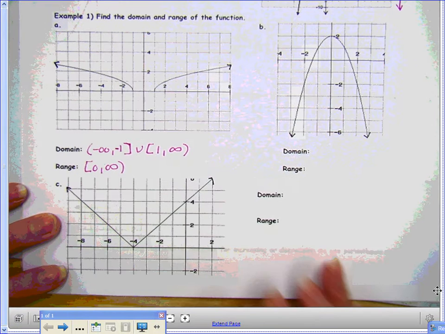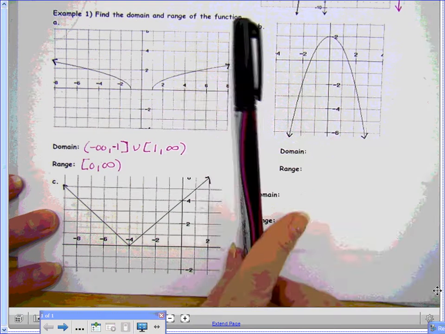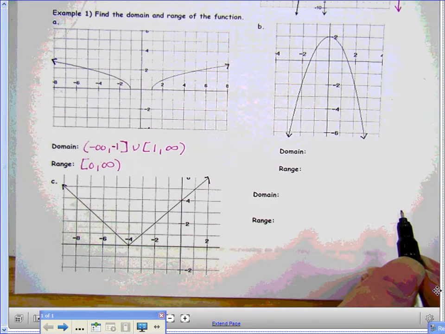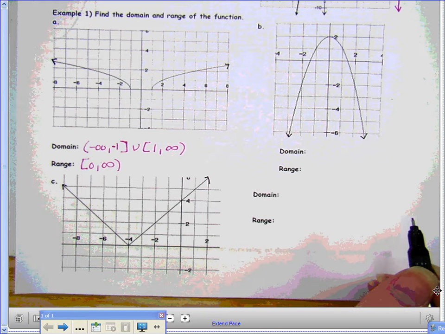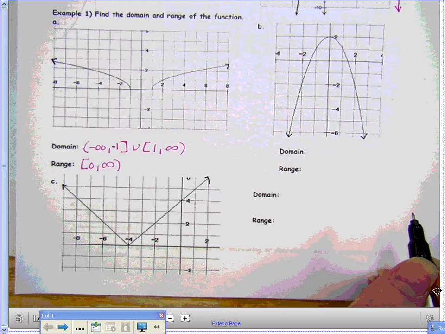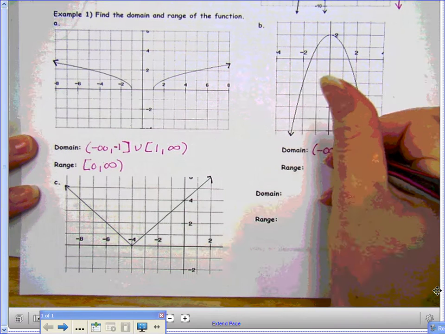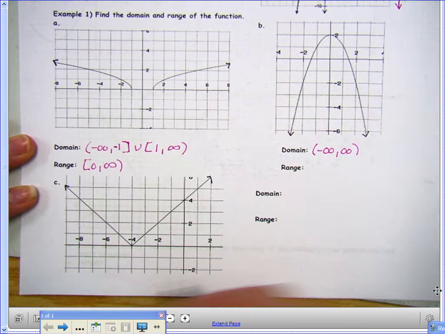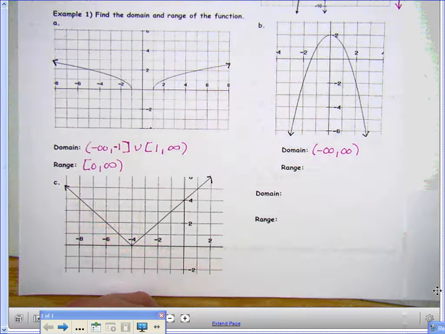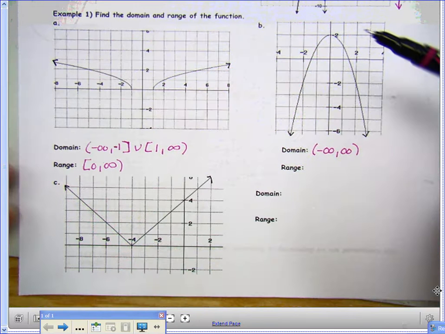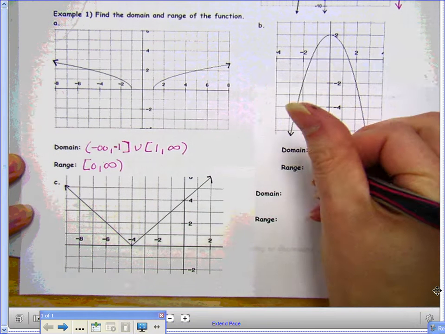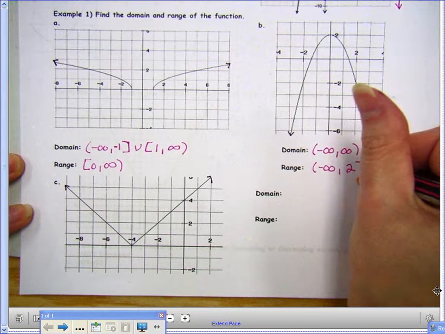So then for the next one, my domain, this is a parabola. Obviously, it's an upside-down parabola, so it's just an x squared. Can anyone give me my domain here? Right, negative infinity to infinity. Now, the range, however, is not all real numbers. The range, what is the highest point of my graph that I'm starting at? 2, and I have numbers below that, so my range is different. My range would be negative infinity to 2, bracket.